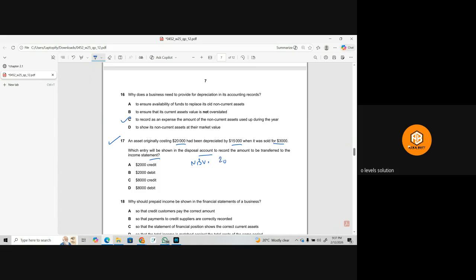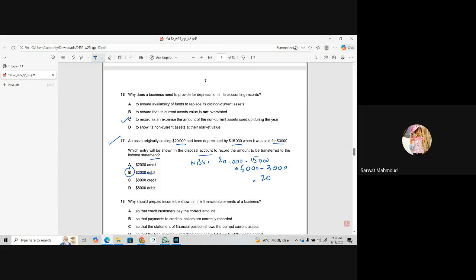That is 20,000 minus its total depreciation, which is 15,000. So this is 5,000. But the sale proceed is 3,000 only, so there's a loss on disposal. So it means that loss is transferred to income statement as a debit balance. So the correct answer is B, $2,000 debit.